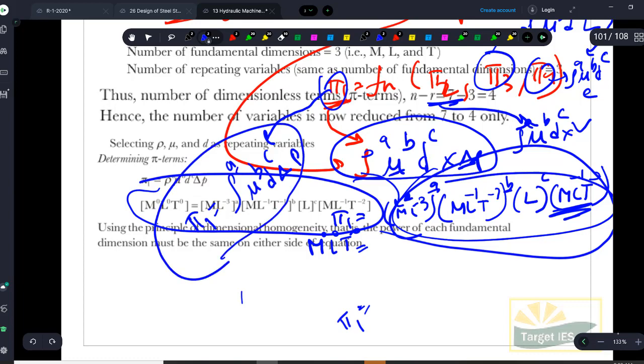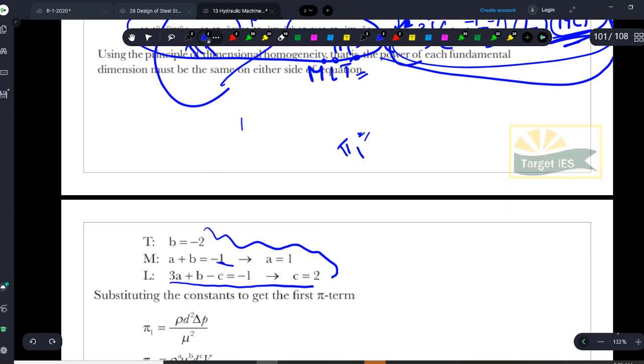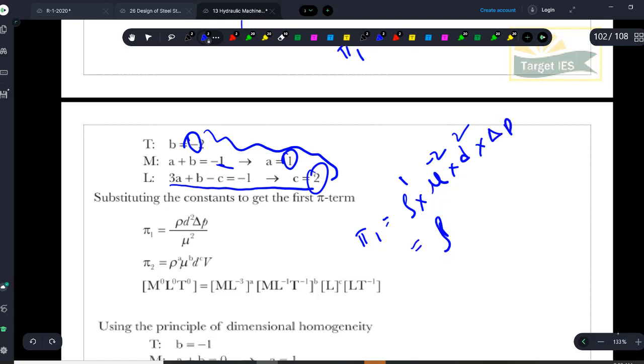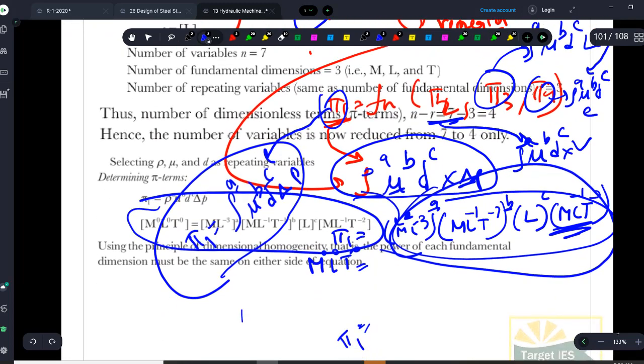Here I now know the exact values of a, b, c, so I will write pi 1 in that form. As I got a is equal to 1, rho to the power of 1 into mu to the power of b, where b I got as minus 2, so mu to the power of minus 2, into d to the power of c, where c I got as 2, into delta p. So this is my pi 1. I can write it as rho d square delta p by mu square. Similarly I can write for pi 2, pi 3 and pi 4.